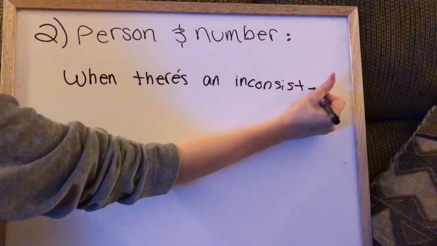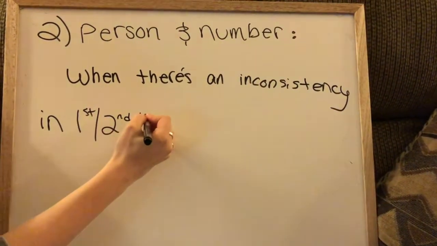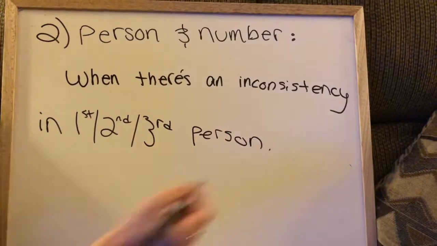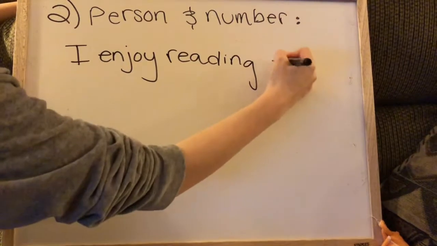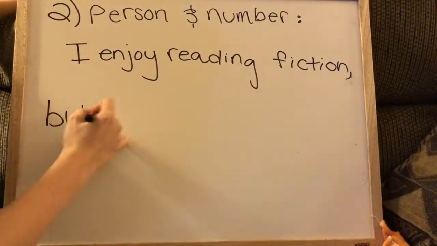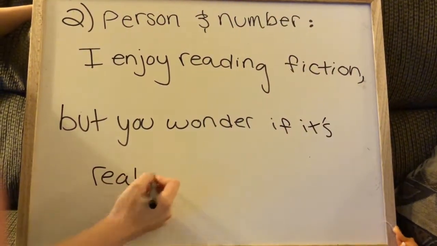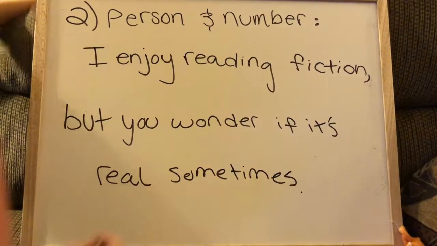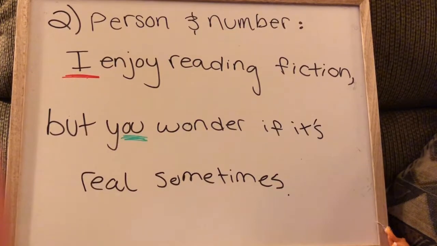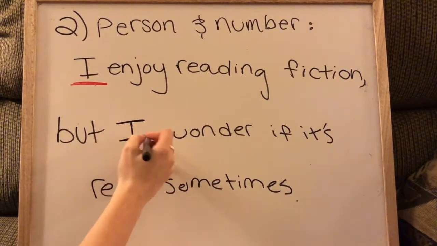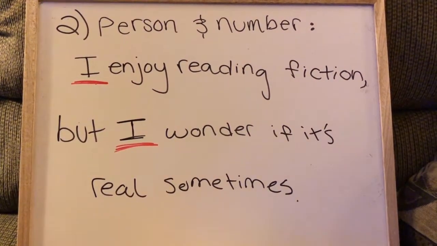A person or number shift is when there is an inconsistency in first, second, or third person. In this example, I enjoy reading fiction, but you wonder if it's real sometimes, is a shift from first to second person and is incorrect. It is easy to fix by just changing the you to an I, and then you stay in first person throughout the whole thing.